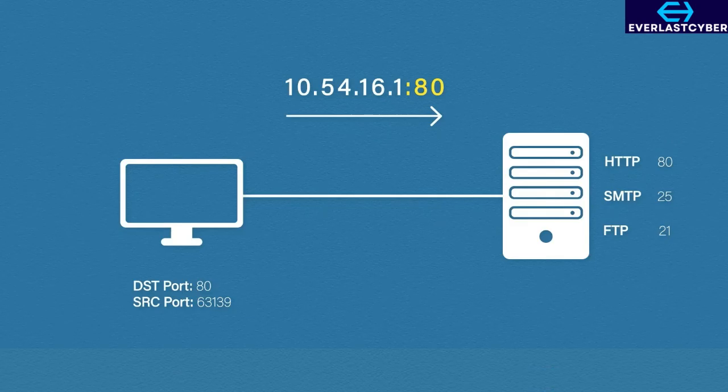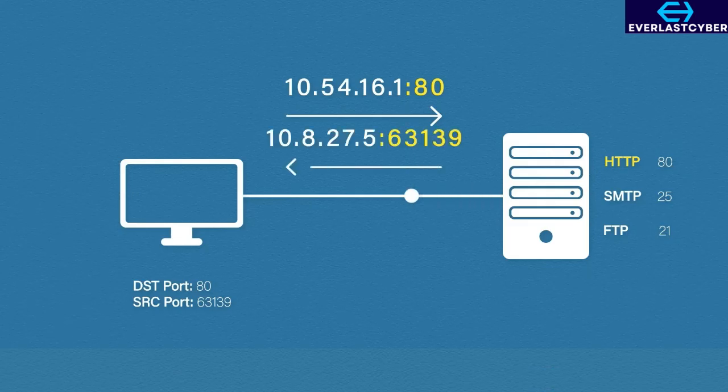The server will receive this request, look at the destination port number, realize the request is for the web application, and pass it to that application. The server would then respond. This time, the port numbers are reversed, the destination port is now the randomly generated one, and the source port is our well-known port number 80.